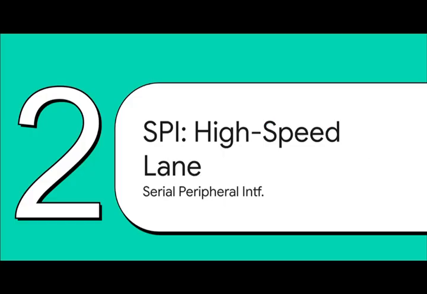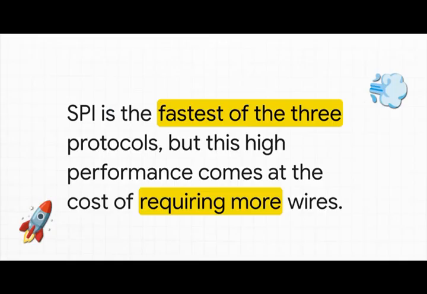Okay, let's switch gears completely. If I2C is our minimalist, then SPI, or the serial peripheral interface, is the high-performance sprinter. When your number one priority isn't saving wires but getting the absolute fastest speed possible, SPI is almost always the answer. And yeah, it really is the fastest of these 3, hands down.